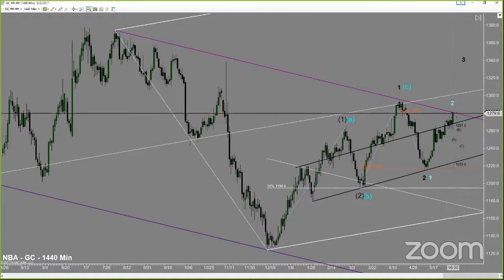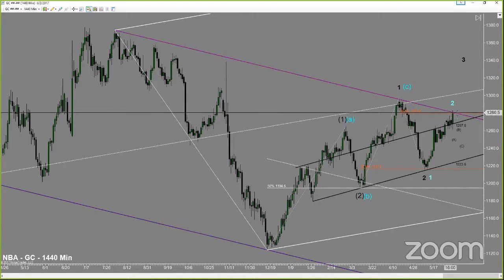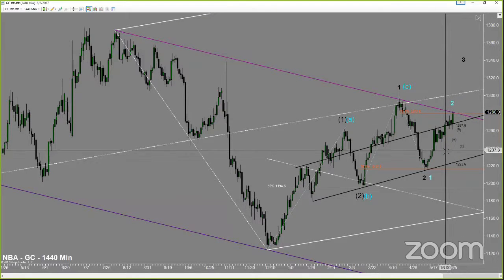But I'm not confident that that is the case. I don't think that's the case. So I'm pointing it out, but expecting that we'll probably break up and through this.